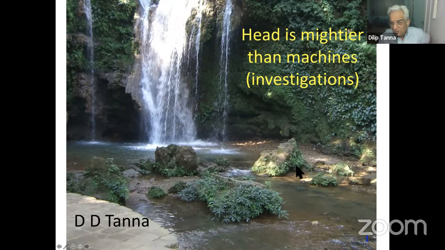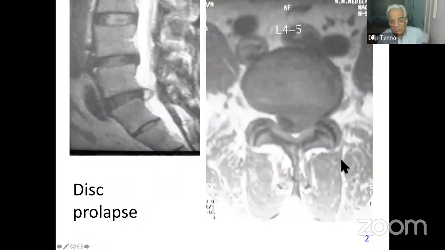We old timers have been so used to examination. So many times I have found out gallbladder stones, or hepatic swelling, or kidney swellings, or kidney hypertrophy. All because if there is a pain in the back, you go into the abdomen and try to find out, and occasionally you will get it. So I feel this is the talk about head is mightier than machines. Now this is the one which is there.